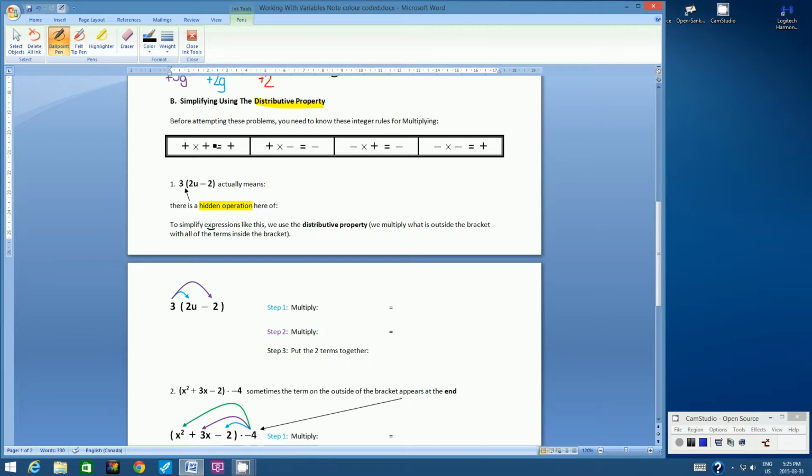Positive times a positive equals a positive, rule 1. Positive times a negative equals a negative, rule 2. Negative times a positive equals a negative, rule 3. And rule 4, negative times a negative equals positive.